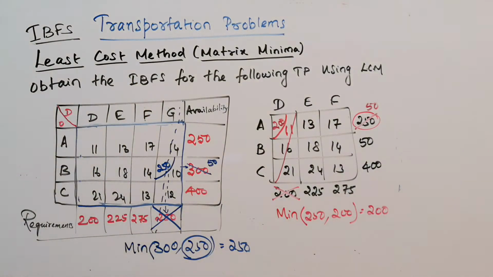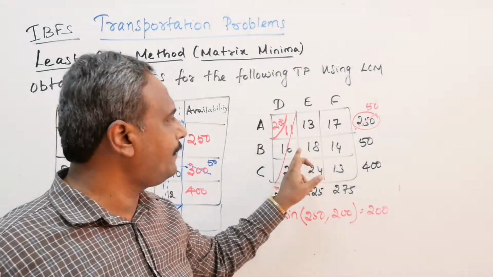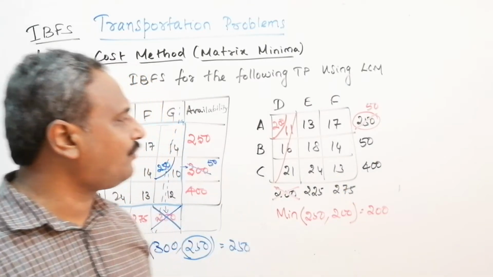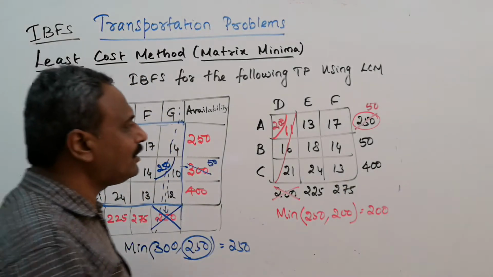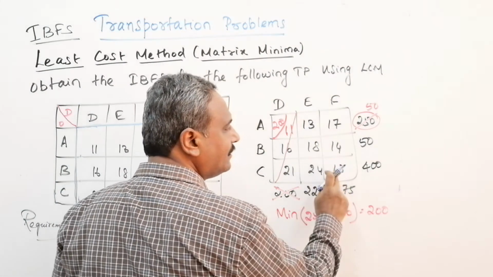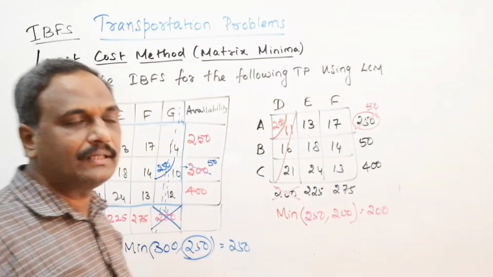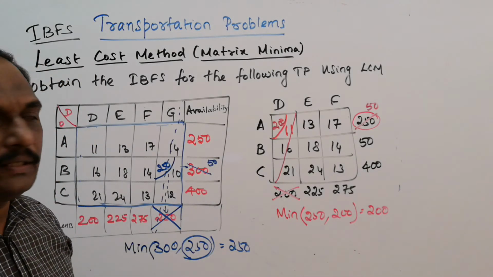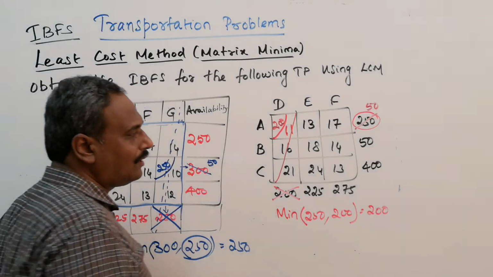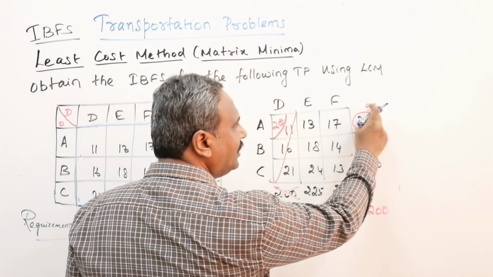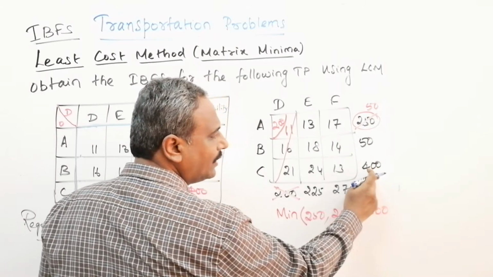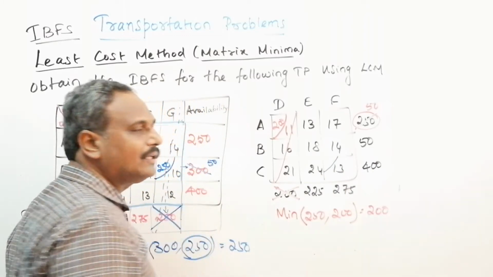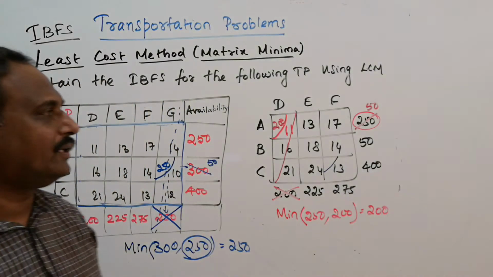Here when we check, we are having 13, 17, 18, 14, 24, 13, isn't it? Now I am going to check for the minimum value. When I check for the minimum value, I am having 13, 13. We are having two 13s. I am going to check where I can make the maximum allotment. Here, I have only 50. Here I am having 400. So I am going to select this 13 for the next allocation.